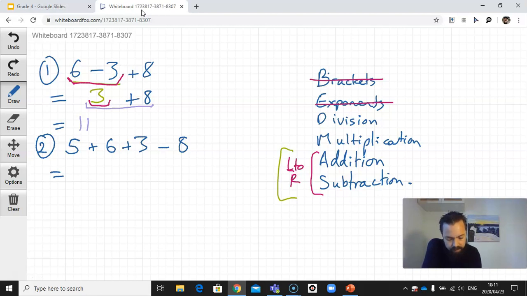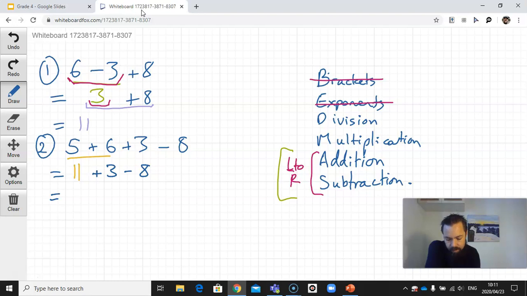So we don't have any division. I've got 2 pluses and a minus. So I've got addition and subtraction. I've got no division. I've got no multiplication. So that means that with the things I've got left, I'm going to work from left to right. So 5 plus 6 is 11. My plus 3 doesn't change and my minus 8 doesn't change. All I'm doing is rewriting them in the row below.